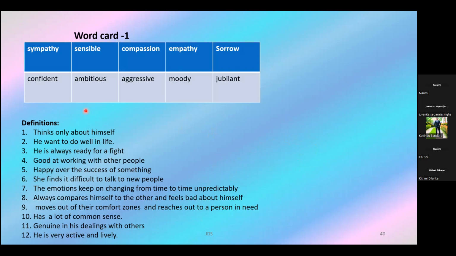Right? And the level of the learner also matters. Definitely, the word selection should be done appropriately. If they don't know the word empathy, definitely, even if you read the definition, they are going to miss out on that. So make use of the word.